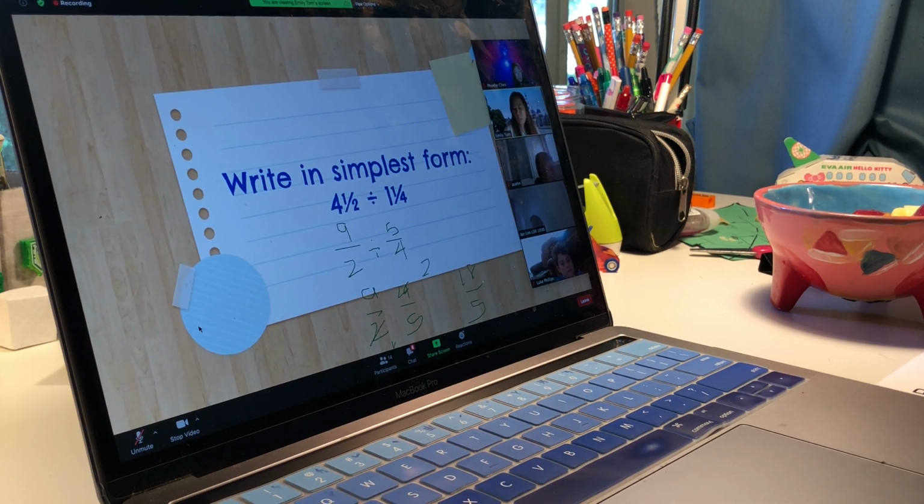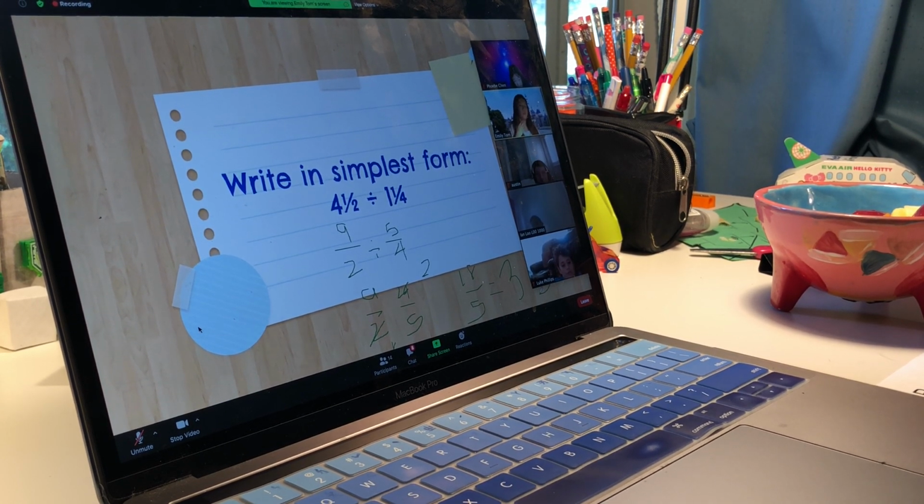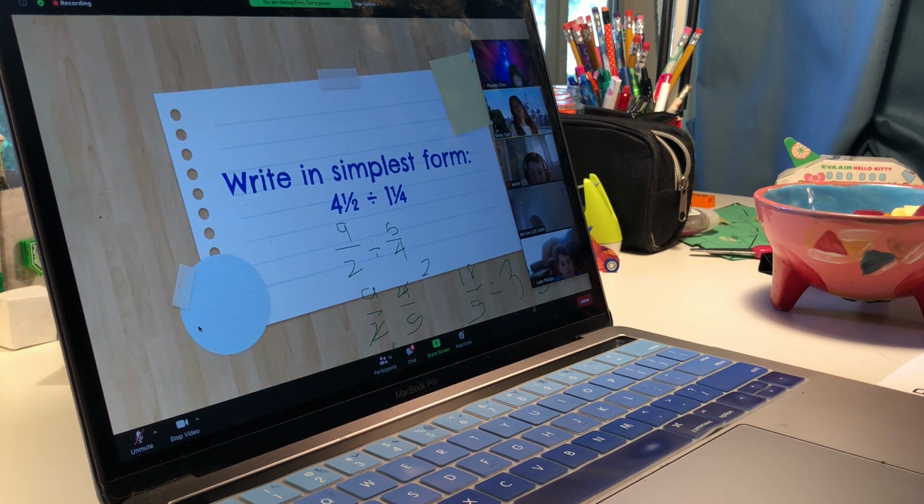Did anyone else get this? I got 3 3/5. Yeah, it simplifies down to 3 3/5. Okay. Yeah. 5 goes into 18 3 times for 15. And then we have 3 left over, so you get 3 3/5. Great.